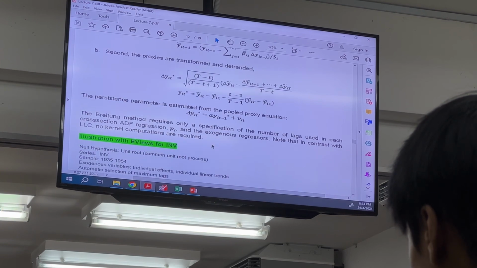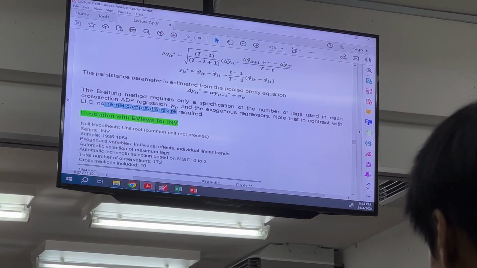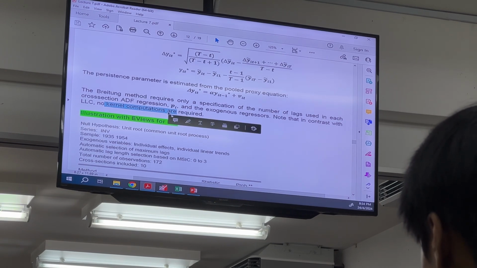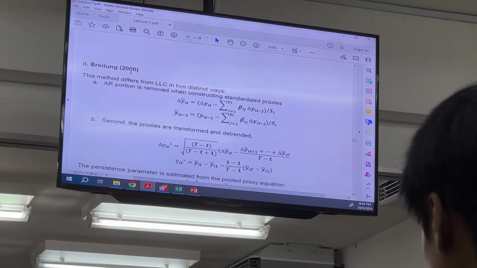Now, with the LLC having no kernel computation, you will ask which one is more powerful. Can we compare them? We cannot, because they complement each other, like in time series. You first start with the ADF, then complement with the PP, and then with the KPSS, and also with the unit root test.